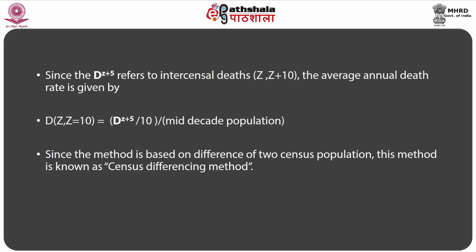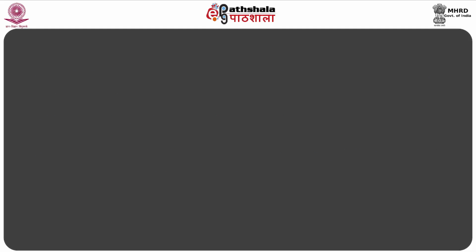Since the total deaths refer to intercensal deaths during z to z+10, the average annual death rate is given by the deaths divided by 10, whole divided by the mid-decade population. Since the method is based on the difference of two census populations, this method is known as the census differencing method.